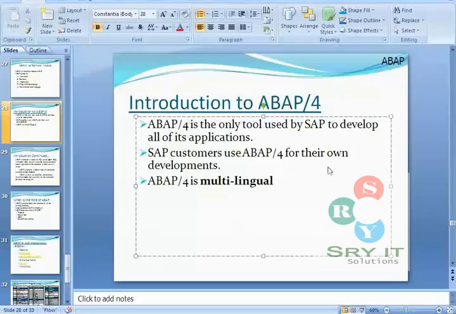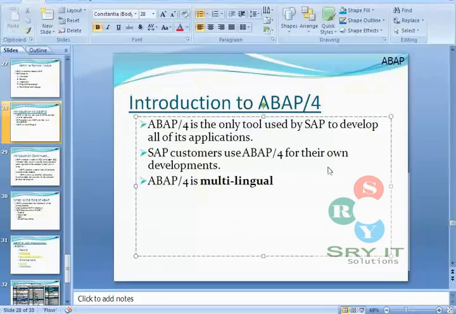All custom programs should start with Z or Y. All custom developed program names should start with Z or Y. Okay, thank you.